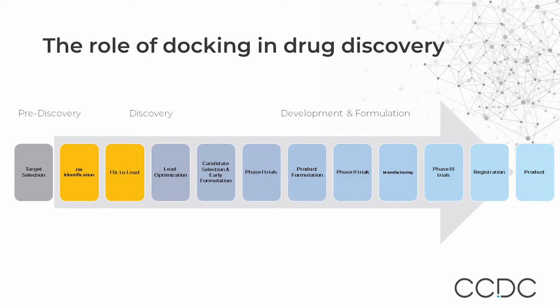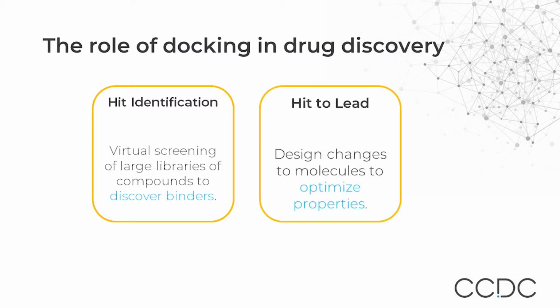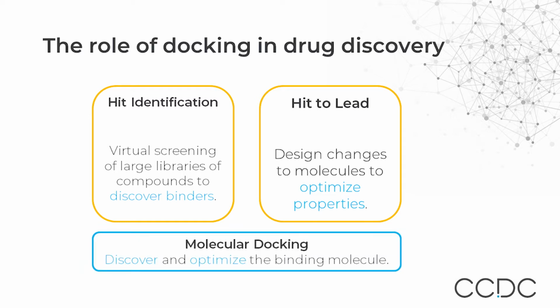The early stage activities involve hit identification. At this stage, a virtual screen of large libraries of compounds is conducted to discover binders. During the hit-to-lead activities, those hits are used to design changes in them for optimal properties. At both stages, molecular docking is used to discover and optimize the binding molecule.